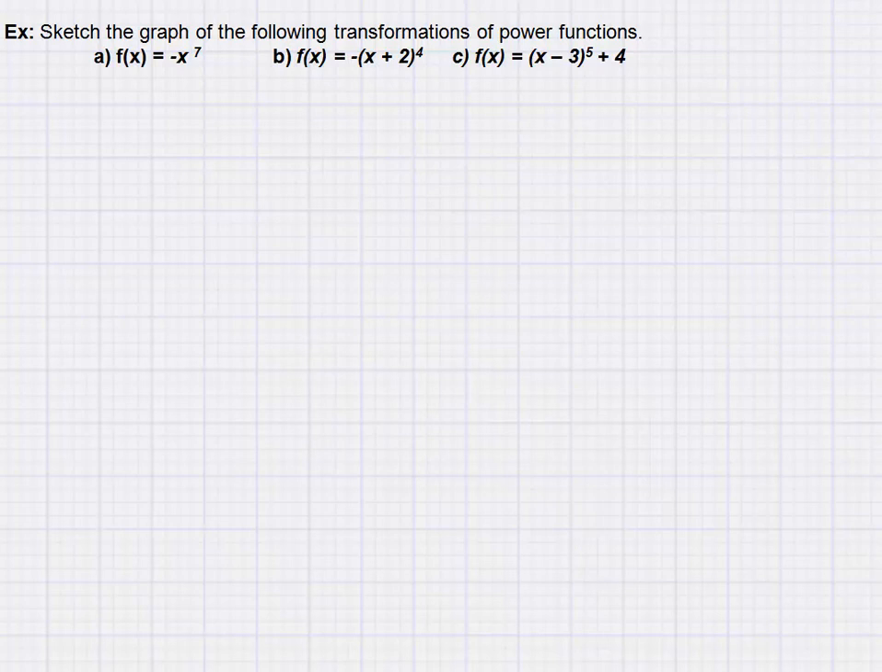So here's a couple more. Alright, let's do A. F of x equals negative x to the 7th. So odd power and a negative out in front. So what do those two things do? Odd power gives you the odd shape, and the negative out in front is going to flip it over the x-axis.